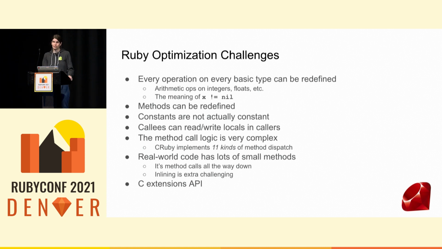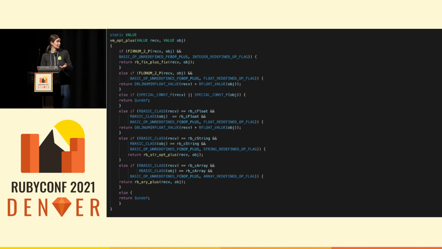In addition to this, inside of every primitive operator in Ruby, there's a lot of complexity. So this is the code for the plus, the addition operator inside of CRuby. And as you can see, it's handling a lot of different cases. If you want to do a fixnum addition where you're adding integers, it has to check: are the two values that I'm adding integers? Did someone redefine the addition operator for integers?